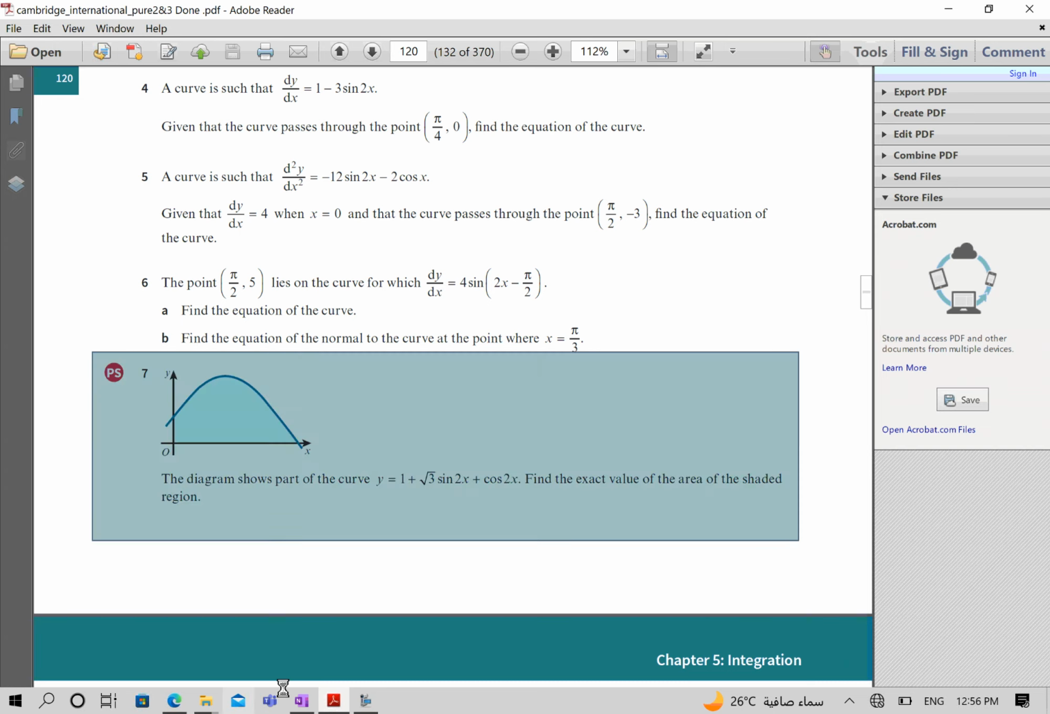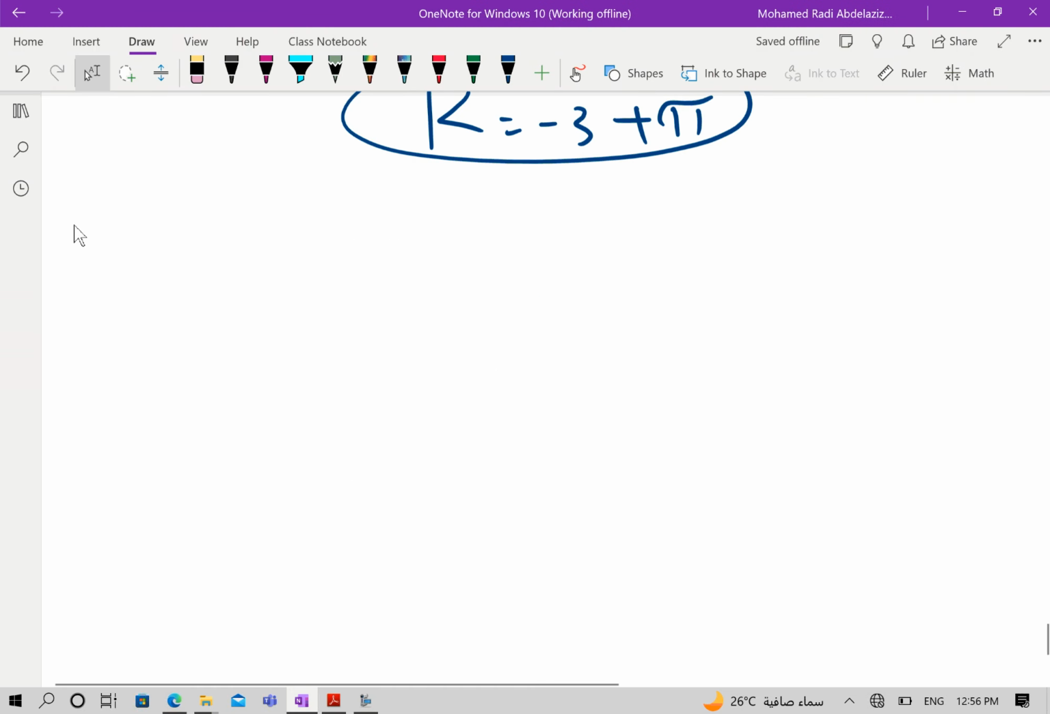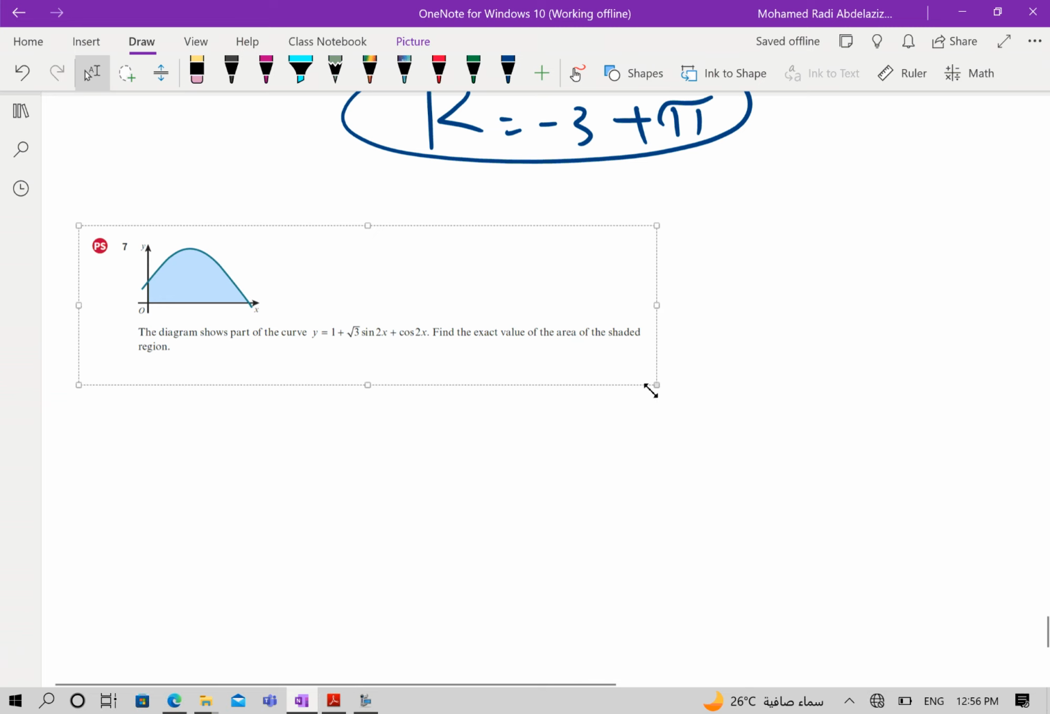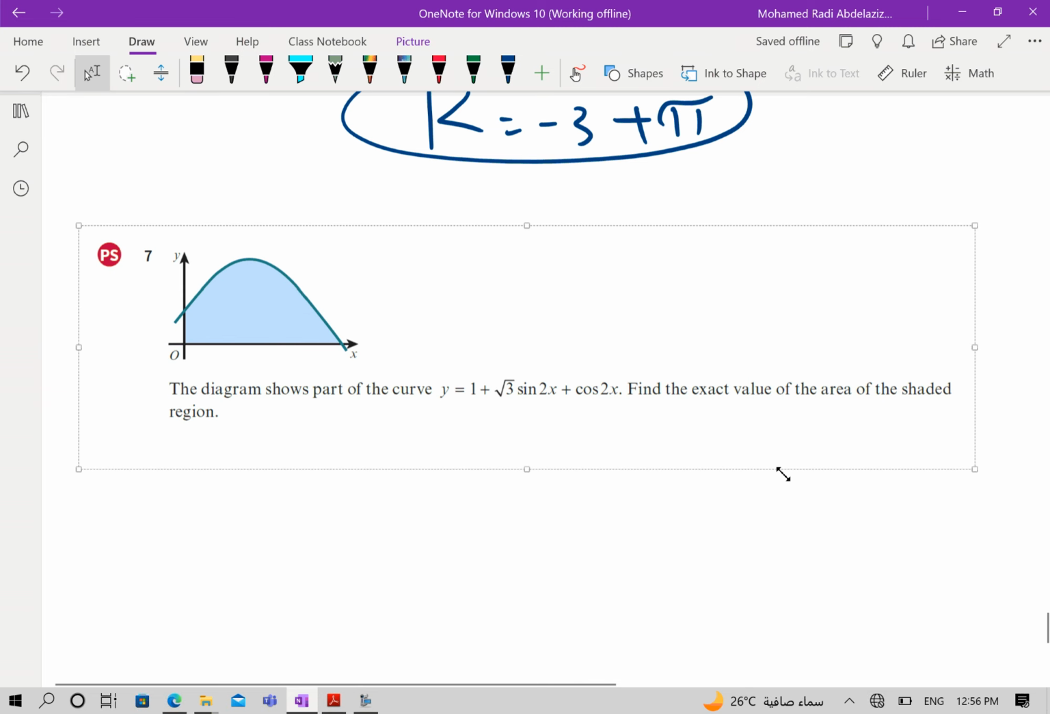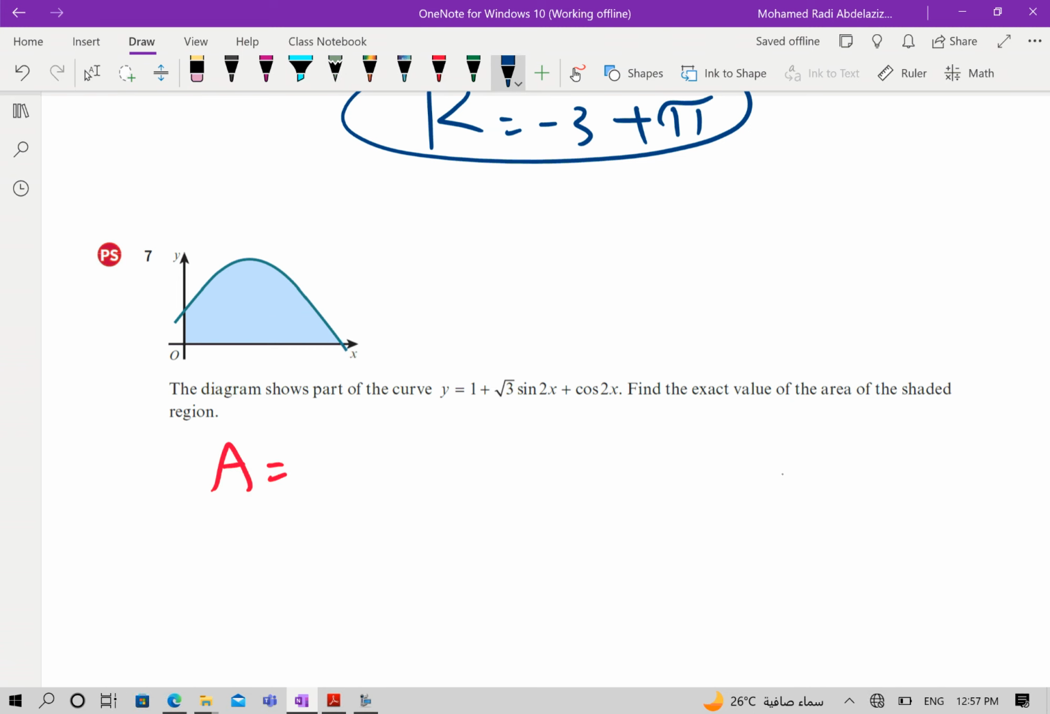Do you remember application of area and the volume? You can apply it for any function. So he asked to find the exact area. Area under the curve and the x-axis is integrate from start to end y dx. The problem for this question, where is the limit? The limit starts from 0 till the intersection with the x-axis. So you have to solve the equation. How to get the intersection with the x-axis?